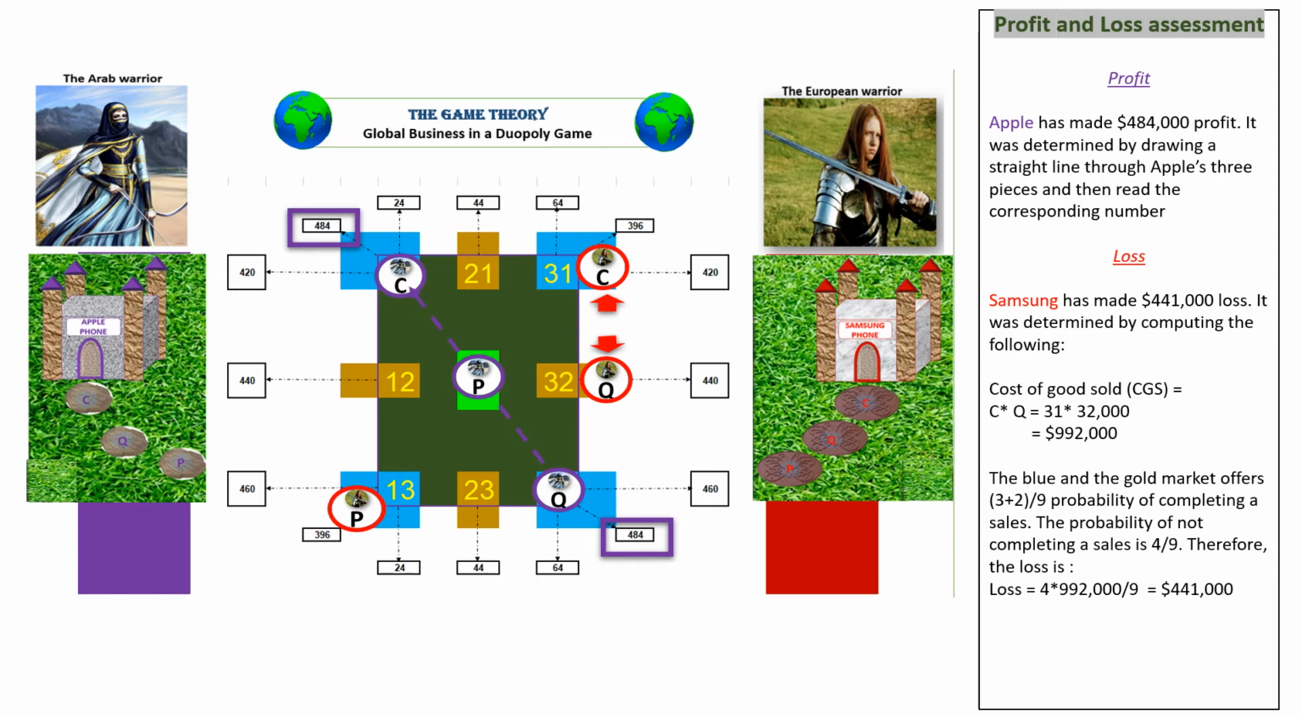The probability of not completing a sale is the rest of the opportunity, which is 4 over 9. Therefore, the loss is computed as 4 times 992,000 divided by 9, which is 441,000. There's also something else. The loss is less than 484,000, which is the maximum possible loss. Therefore, the final determined loss is 441,000.